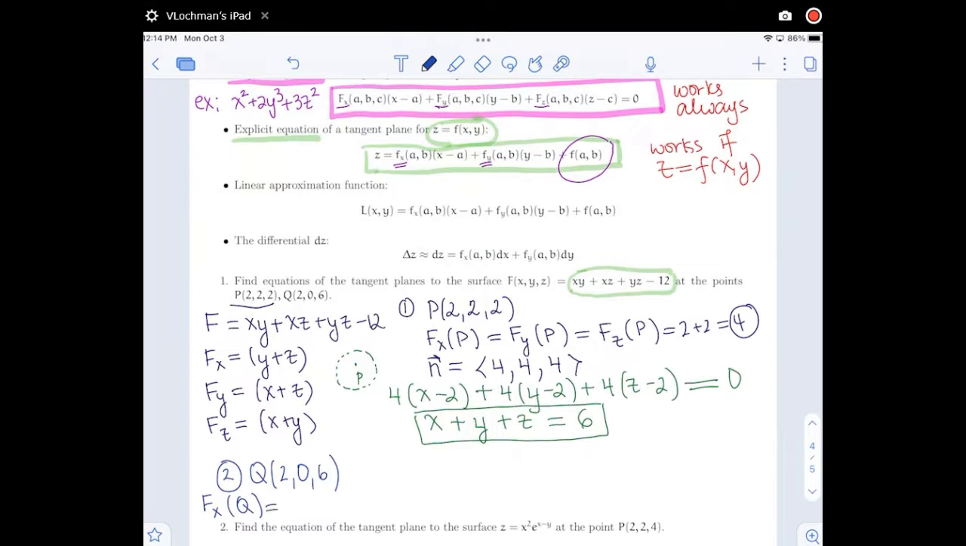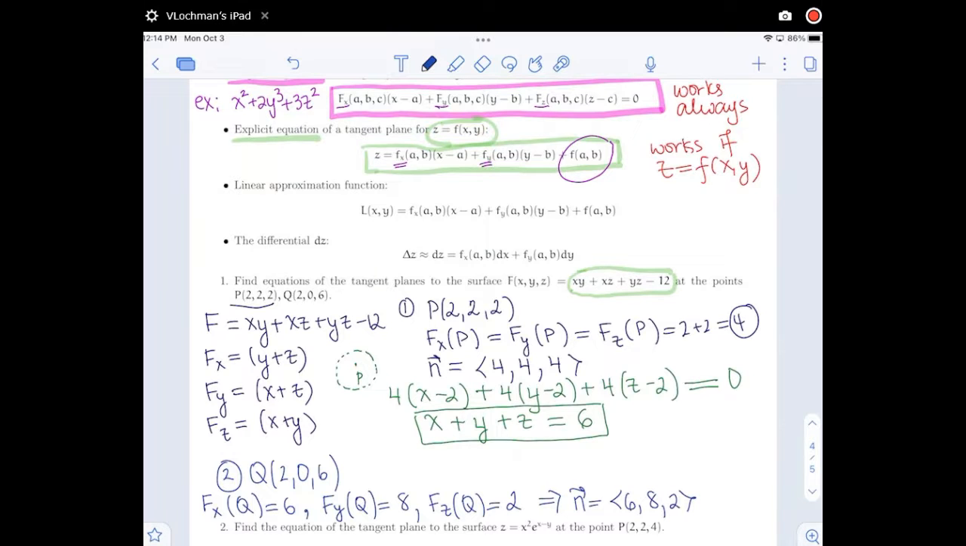Okay, y plus z, that would be 6. And then this one is x plus z, so that's 8. What about the last derivative? That's x plus y, so that's 2. 6, 8, and 2. And now I'm going to plug that in. So this is my normal vector, right? So that's my normal vector with components 6, 8, 2.